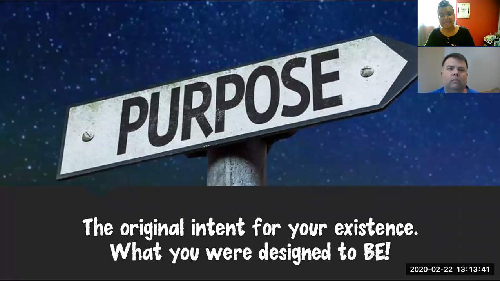So purpose ends up being the original intent for your existence, what you were designed to be. And a lot of times when we talk about purpose, people tend to equate purpose with what they're doing right now. Well, I work in accounting, or I work in finance, or I work in this. They tend to equate purpose with what they're doing. My purpose is to be a great mom. My purpose is to be a great wife. And it's all these external things. But purpose is what you were designed to be, that is irrelevant to what you're doing. Yes, I am somebody's mother, but that's not my purpose.